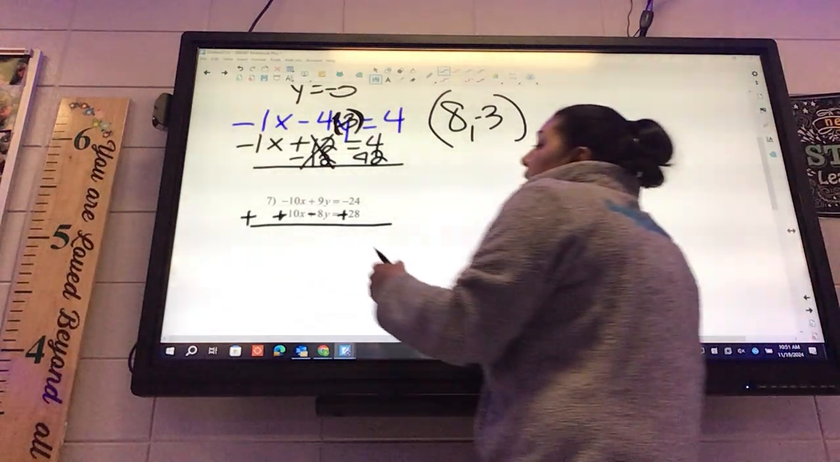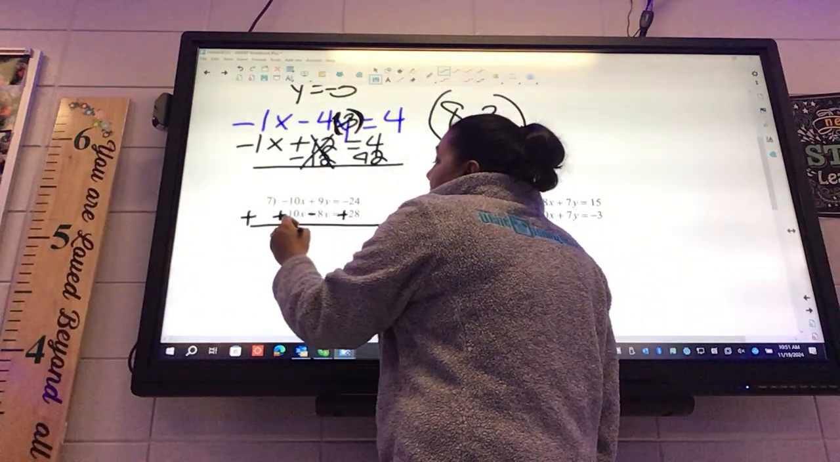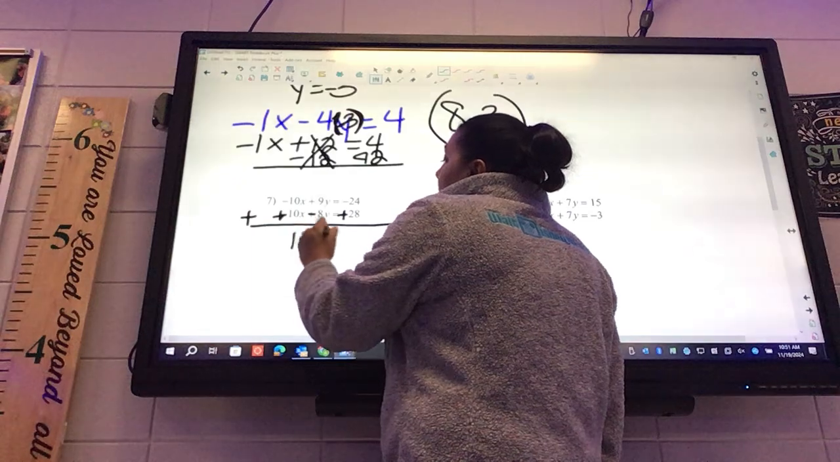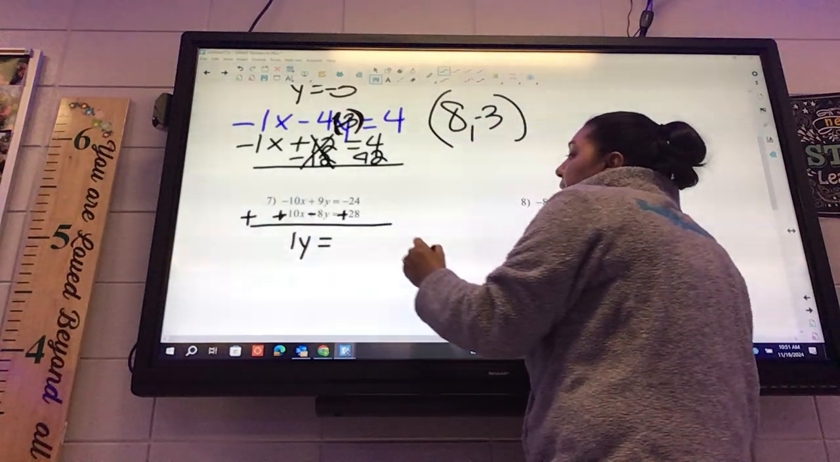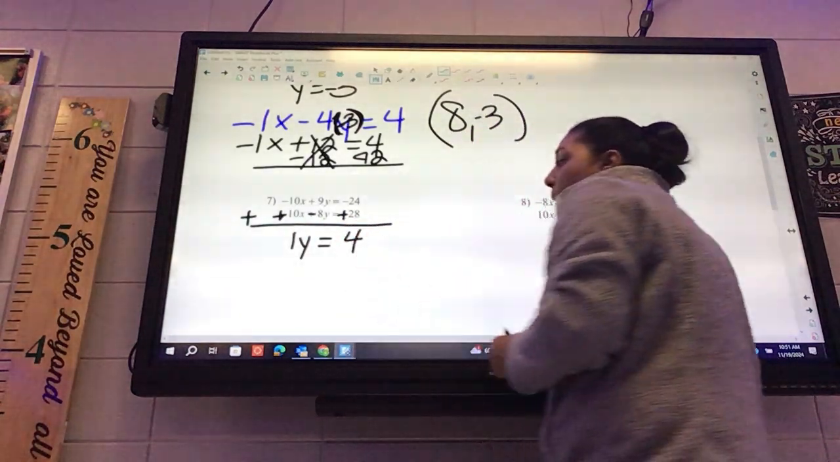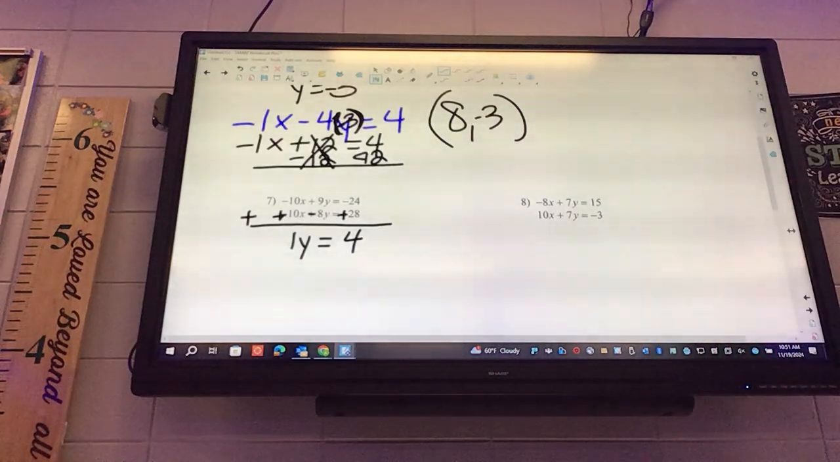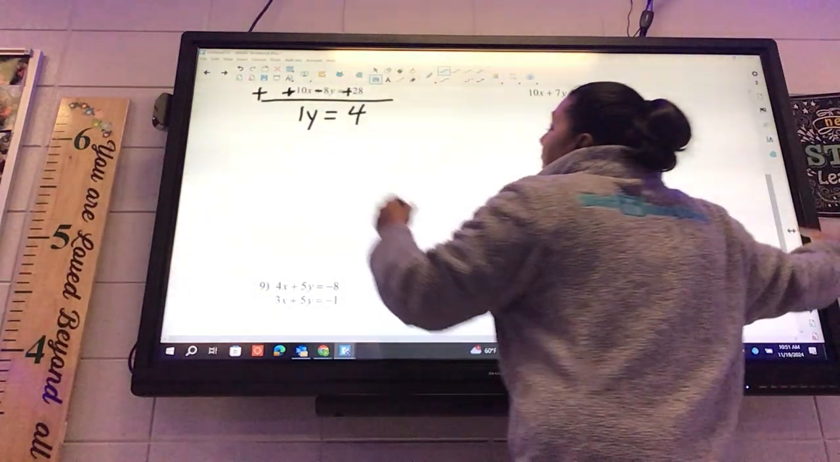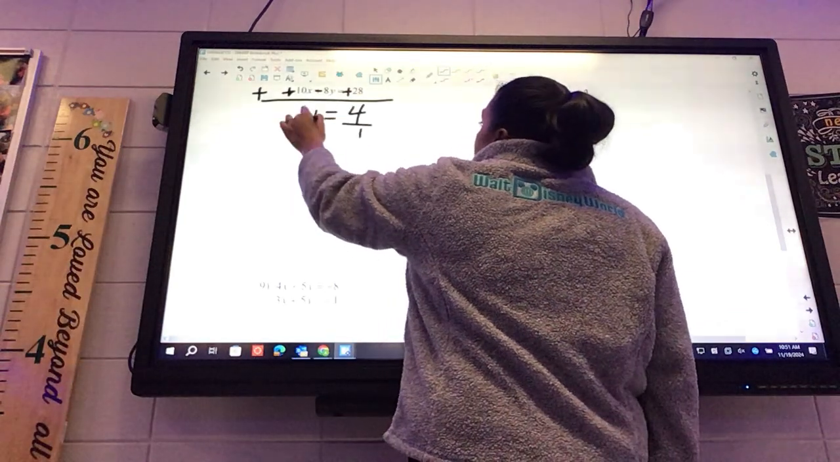So the 10s are going to cancel. 9 minus 8 is going to be 1y. 24 plus 28 is going to be a positive 4. Okay, and we're going to divide by 1. Y equals 4.